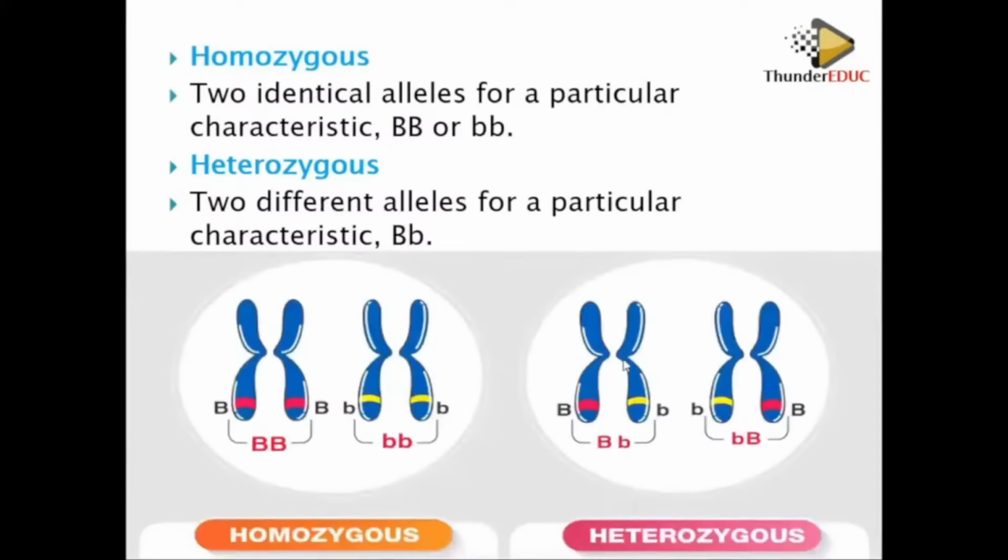If you look at this picture, you'll find out that for homozygous, they are found on the same locus, same location. This one and then this one, and then this one and this, you see. While if you look at heterozygous, same location but different letters. So this is homozygous recessive, this is homozygous dominant, and then this is heterozygous. For the case of heterozygous, we don't have recessive and dominant, we just say heterozygous.